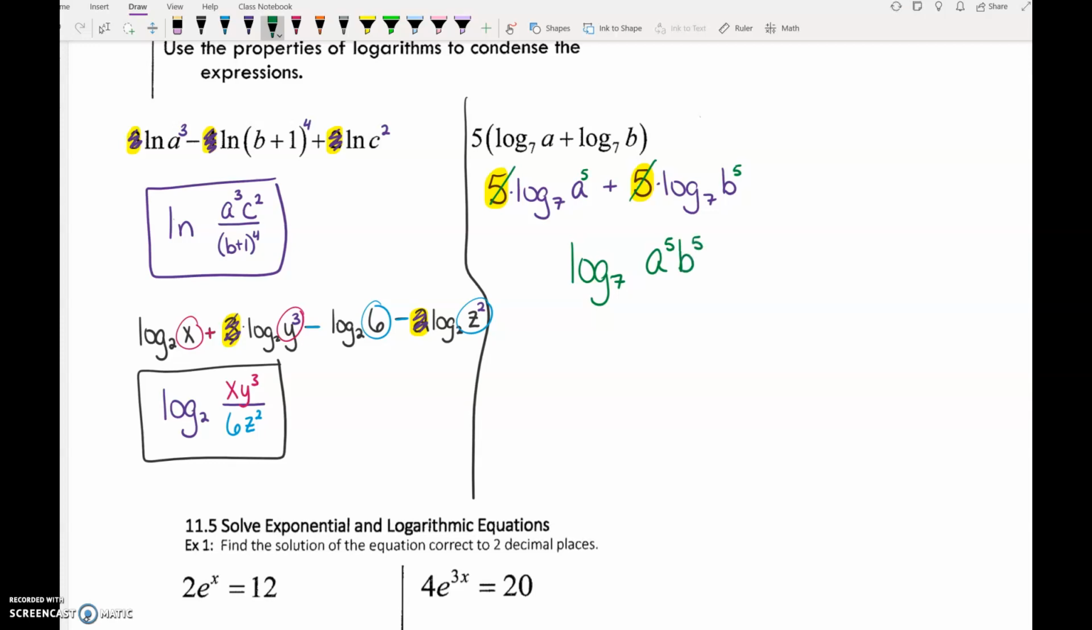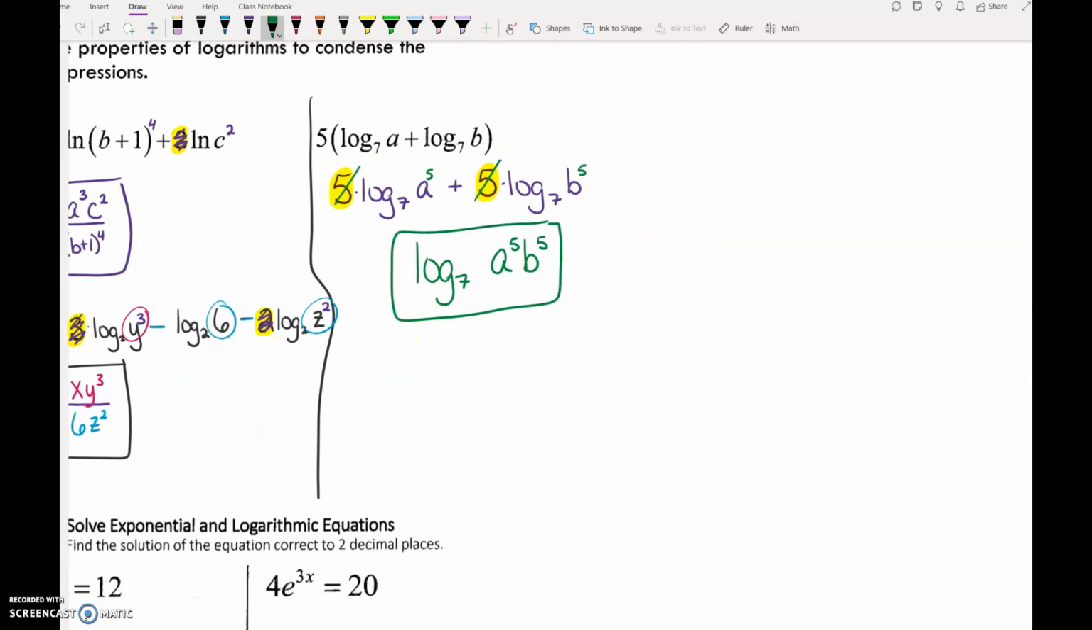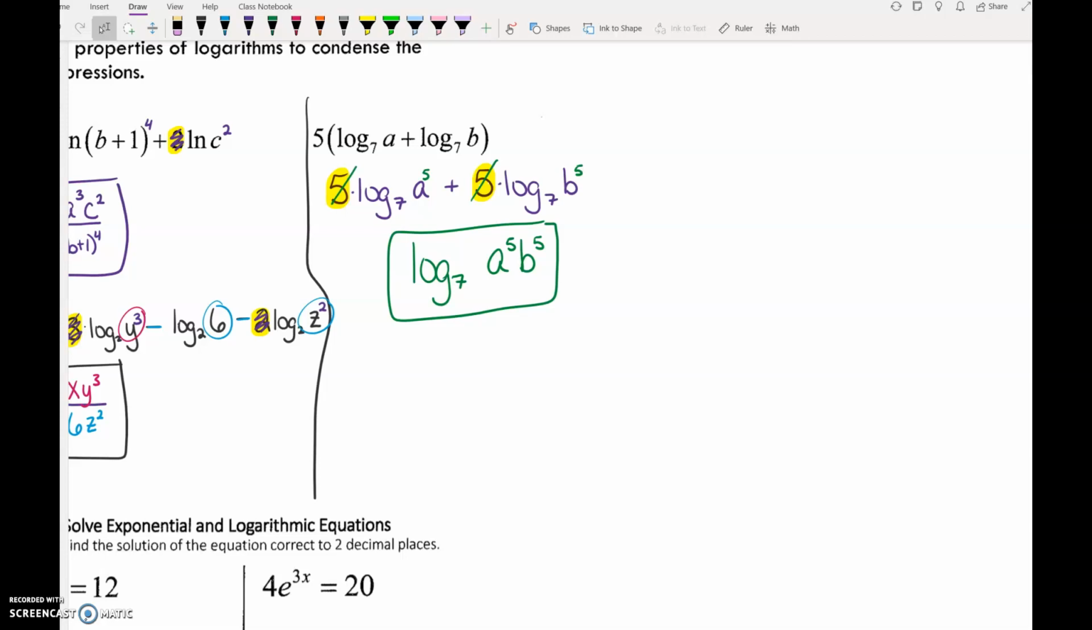Now, this answer I would consider to be correct, but there is another version of this that would also be correct and might actually be considered more correct because it's a little bit more precise. Keep the 5 on the outside and think about condensing this thing. This would be log base 7 of a times b. Then we have 5 times the log base 7 of a times b.